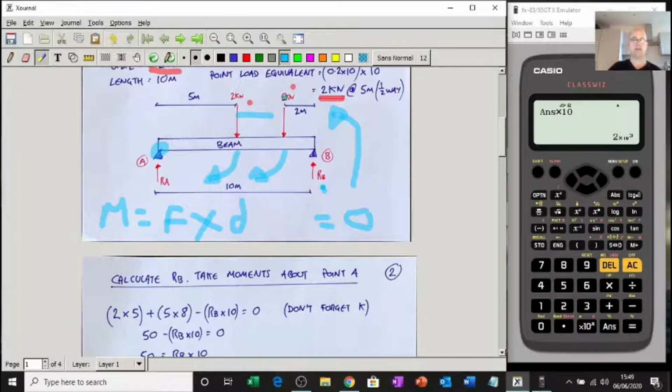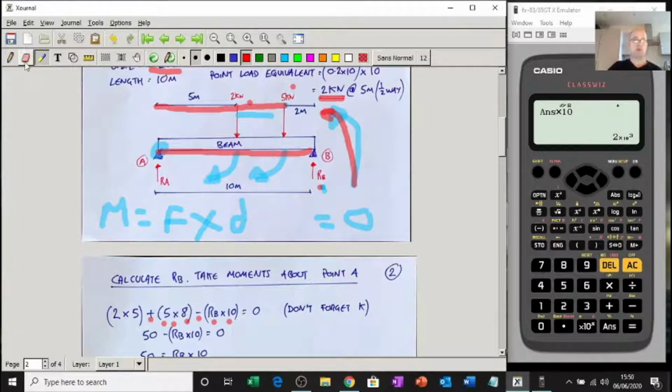Here's my other one, 5 times 8, because it's 8 meters from there to there. It's going clockwise, so we've got a plus. That's them two done. This one is going to be RB, and that is 10 meters away, because it's the 10 meter length of the beam, times by 10. It's going anti-clockwise, which is the reason why I've got a negative number there.